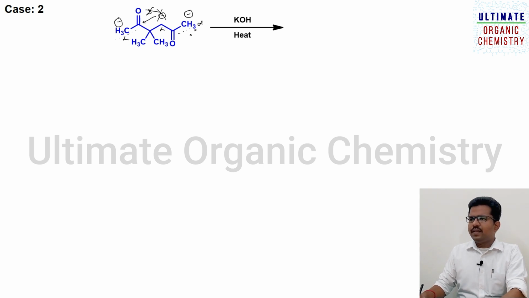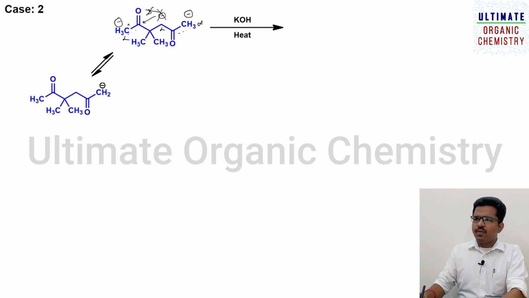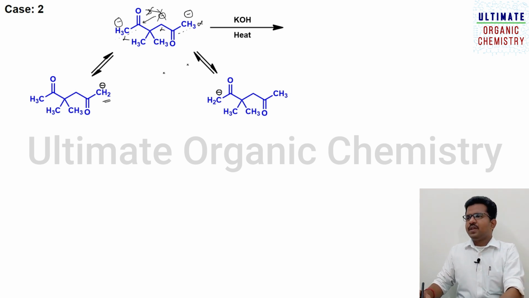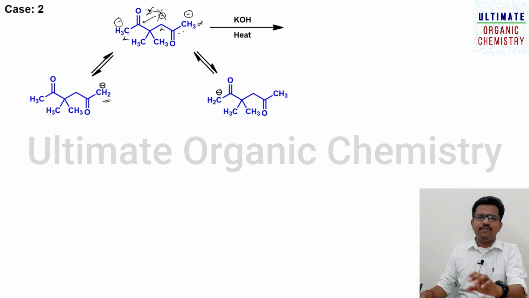So in the first case, the anion is forming at the right hand side. Once this anion is formed, it will undergo delocalization. After the delocalization, what will be the case? And here you can form another type of anion, at the left hand side, and this anion will also undergo delocalization, and after that what will be the case, we are going to discuss.